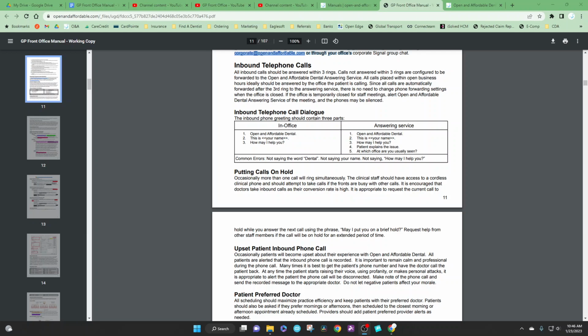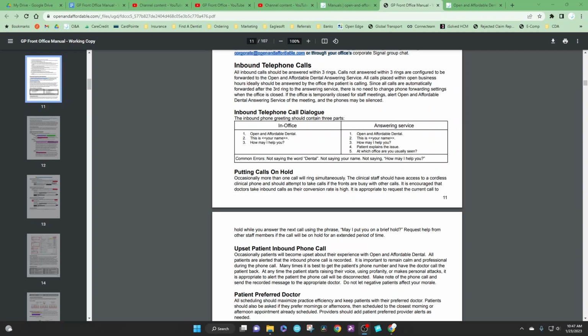So obviously one of your main functions is going to be to take inbound telephone calls, and all of the inbound telephone calls should be answered within 3 rings. We also set a clinic phone within the clinic so that the assistants and even the doctor can help answer phones. So the clinical staff, if they do hear that second ring, they should also be jumping at the chance to answer that telephone call.